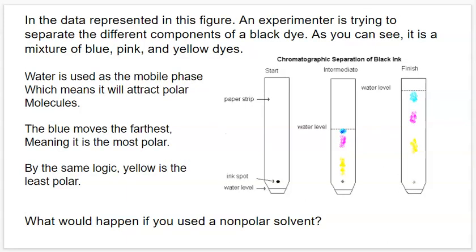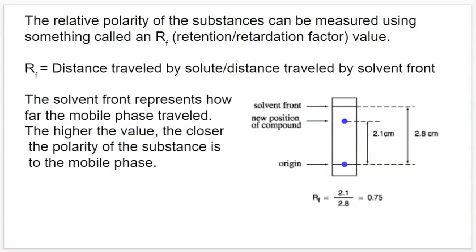So I kind of already explained this. Okay. So a way you can do analysis on this is by calculating something called an Rf value, which stands for a retention or retardation factor. And this is a ratio where you calculate the distance traveled by the solute divided by the distance traveled by the solvent front.